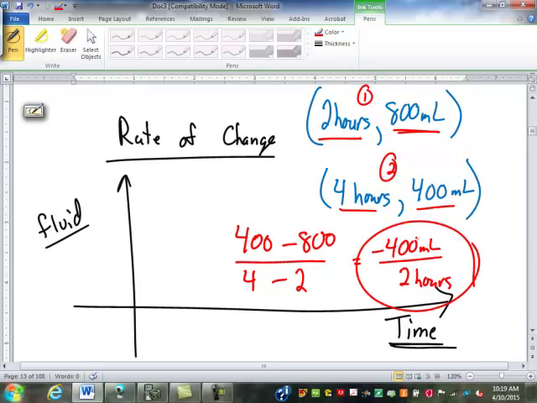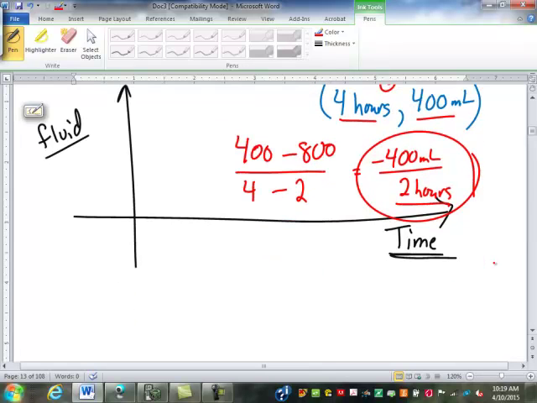So what this is saying is the level of fluid in the bag is negative 400 milliliters, or it went down by 400 milliliters over 2 hours. We could divide that out to get negative 200 milliliters per 1 hour. Or the bag is emptying at a rate of 200 milliliters per hour.